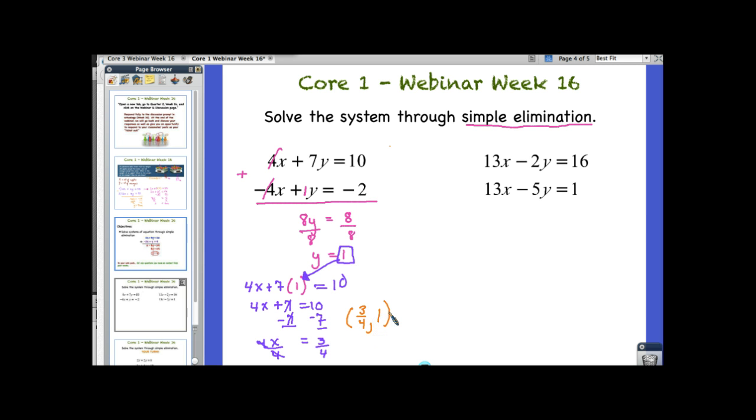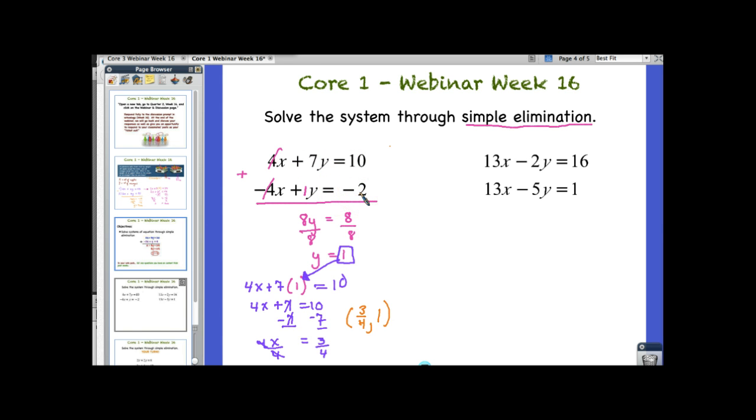One thing too, if you want to test, like Janae was asking me, how do I know I'm right? If you take those numbers and plug them back into each equation, so I put the 3/4 in for x and the 1 in for y, and I simplify the left side, I should get 10. If I do that on the bottom, I should get negative 2. If this is a solution, that means it's going to be true on both of the equations.